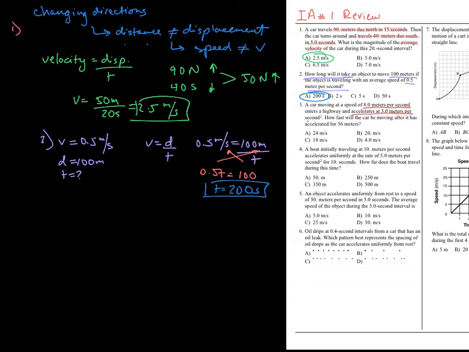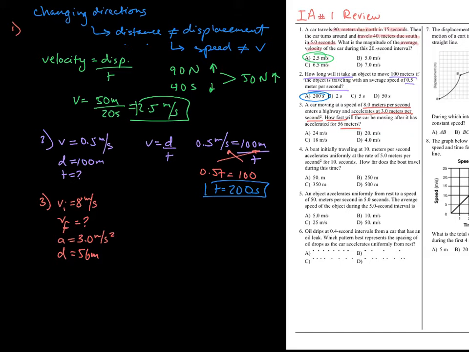Number 3, a car moving at a speed of 8 meters per second enters a highway and accelerates at 3 meters per second squared. How fast will the car be moving after it is accelerated for 56 meters? Moving at a speed and then accelerates, so we have an initial velocity of 8 meters per second. We're looking for how fast it will be after, so final velocity is unknown. They gave us acceleration as 3.0 meters per second squared. Read the problem carefully. Distance is 56 meters. We're looking for final velocity.